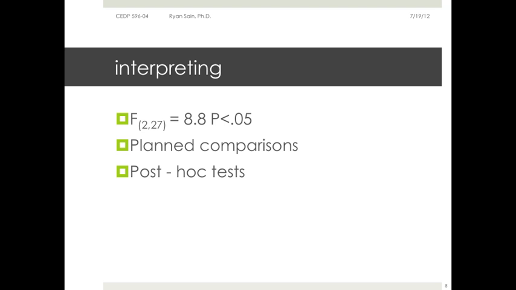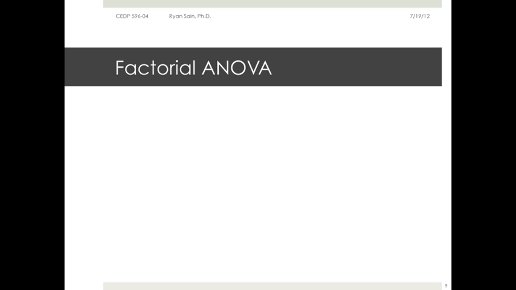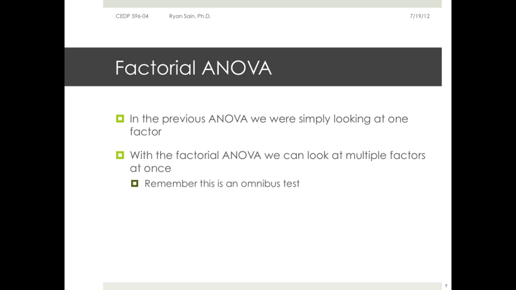All right, let's move on and talk about another type of ANOVA, which is where ANOVA really starts to show its power, and that's in a factorial ANOVA. In the past, we were just looking at that one factor, that one independent variable, but we can actually look at multiple independent variables at the same time. Just don't forget that the ANOVA is an omnibus test, so it's just going to say there's differences, and it's not really going to tell you where.